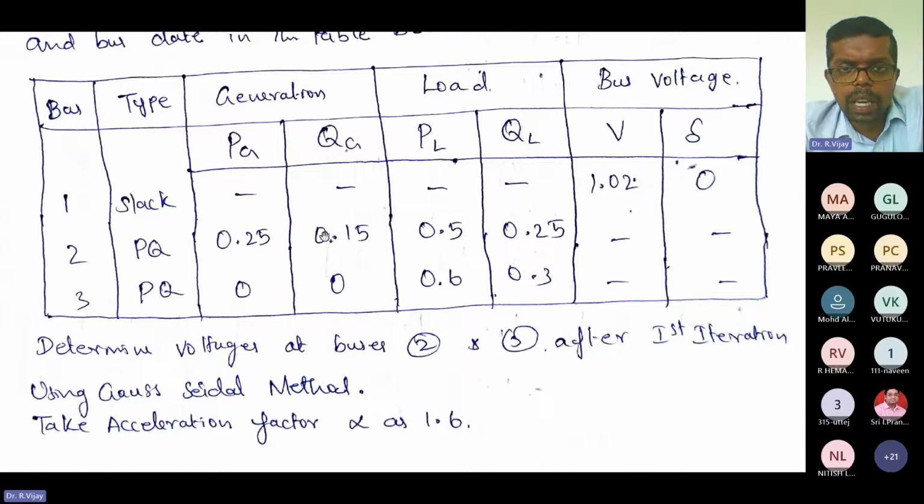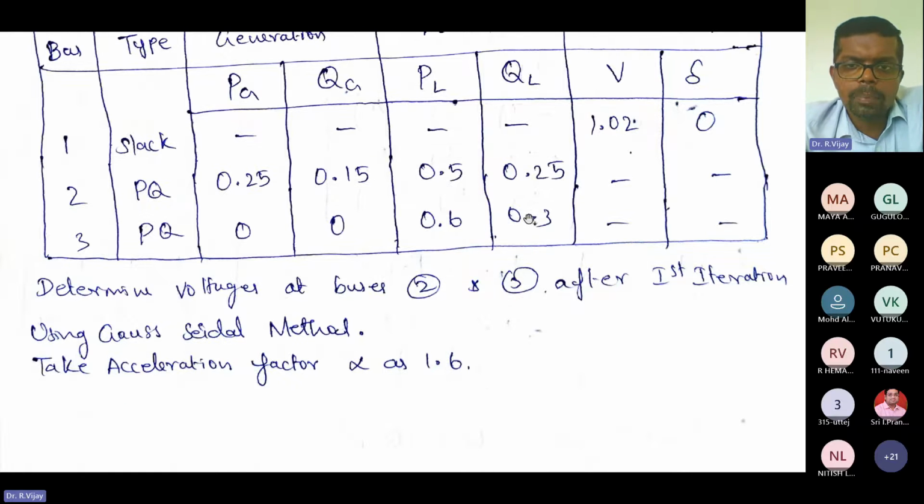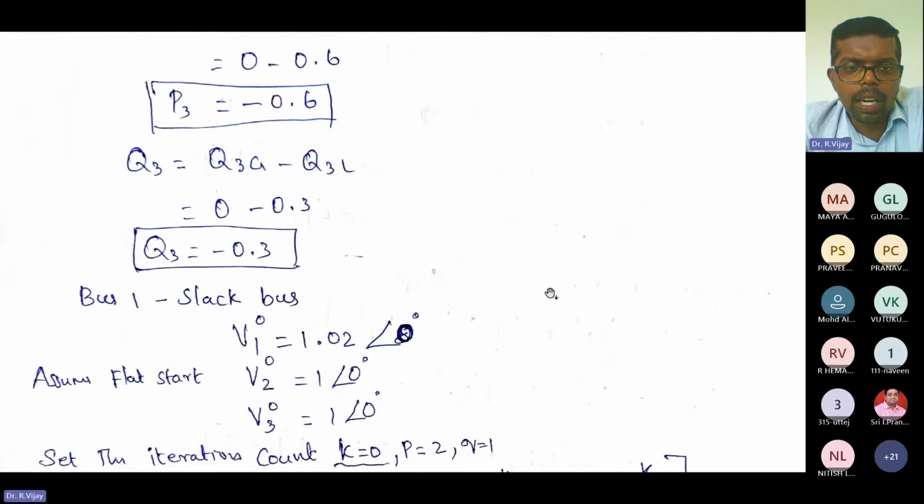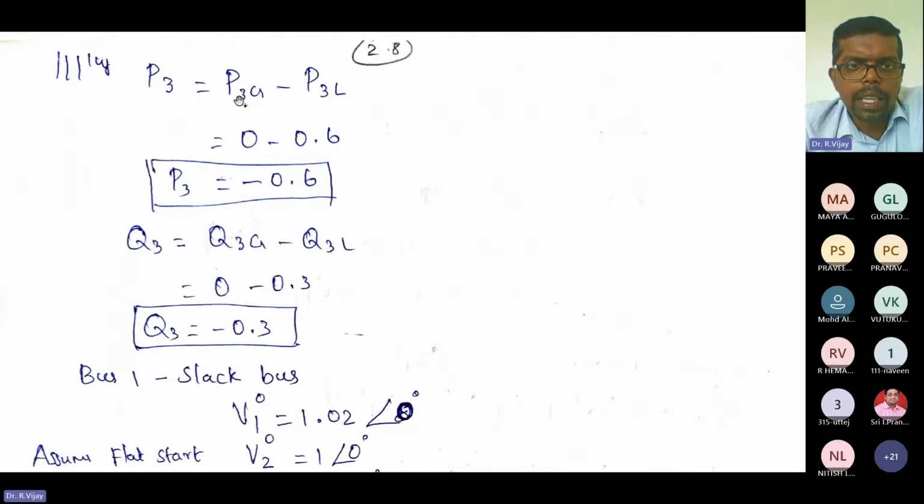It is not a default value. This is all mentioned in the problem. This you need to calculate. That's all, this minus this. That is 0.6 minus 0.3. That is for the third bus. Here P3G minus P3L. The generator bus is not given, so 0 minus 0.6. That is minus 0.6 P3 in per unit.